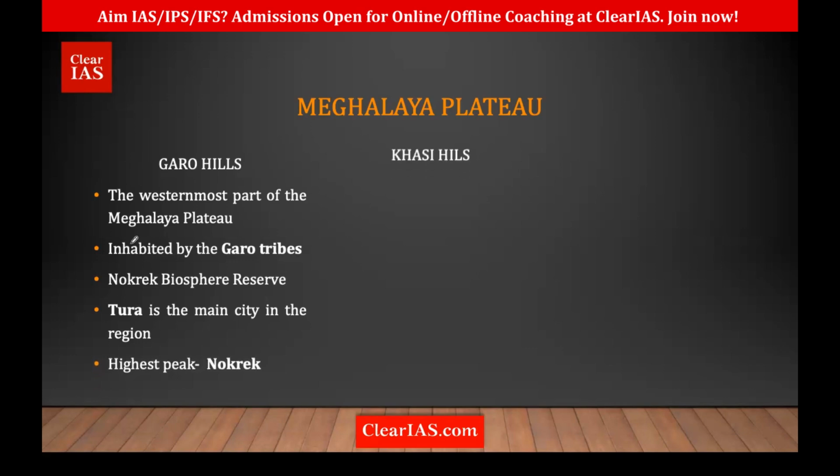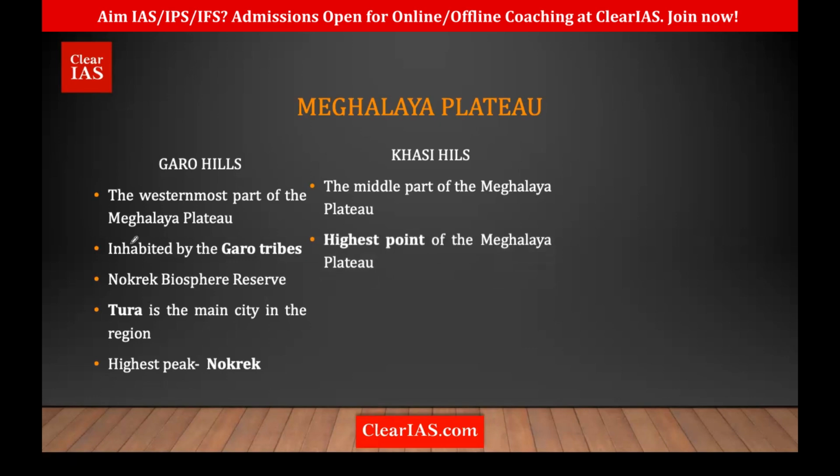Next is the Khasi Hills. Garo, Khasi and Jayantia we speak together. The next important hills are the Khasi Hills. It is actually in the middle: we have Garo on one side and Jayantia on the other side, and in the middle we have the Khasi Hills. This is the most important hills of Meghalaya, and it is the highest point of the Meghalaya Plateau. The most important thing is Cherrapunji and Mawsynram. This is the place where there is the highest rainfall in the world.